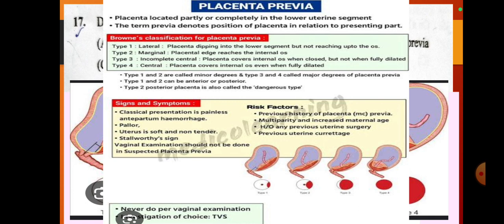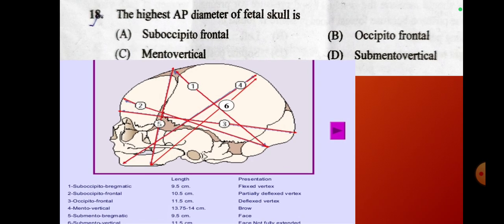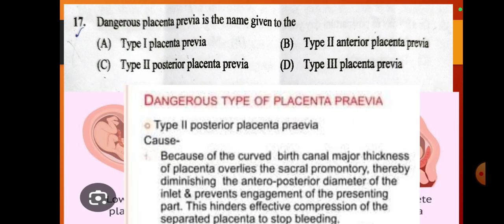Vaginal examination should not be done in suspected placenta previa. The risk factors are previous history of placenta previa, multiparity, increased maternal age, history of any previous uterine surgery and previous uterine curettage. Never do per vaginal examination. The investigation of choice is TVS. So the answer is type 2 posterior placenta previa.